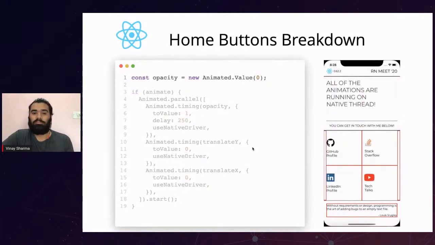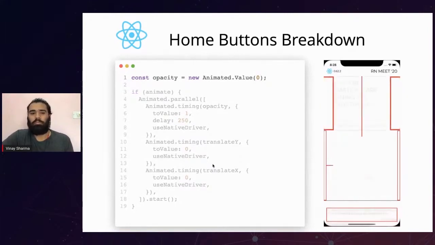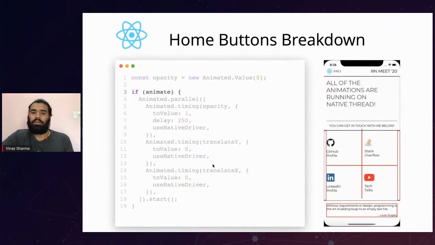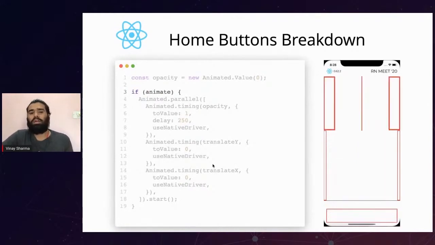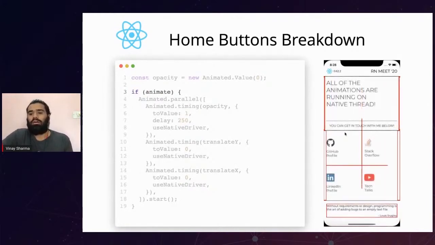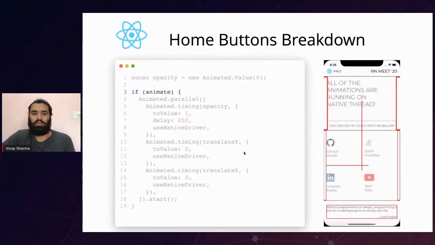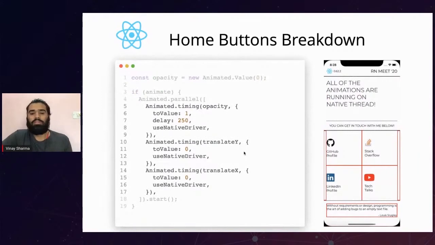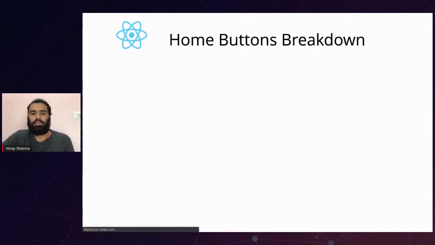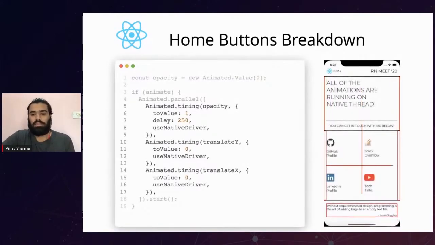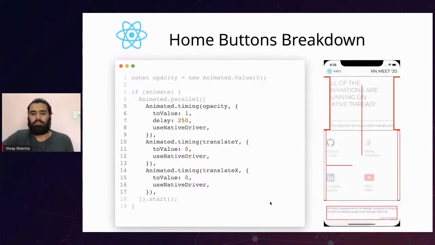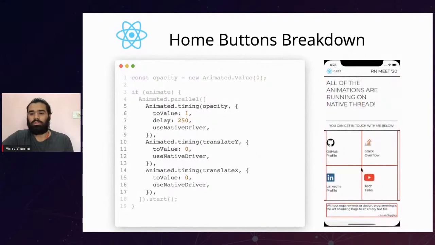I'm using an opacity to animate the opacity of all my buttons, and if animate is true, so like I said, I don't want to animate it before I get the height of this entire view from that native event. Once that is done, I'm going to run these animations in parallel. Opacity, which will help me fade in the buttons, and then we have translateY, which will help me translate this particular view from the top to the bottom.